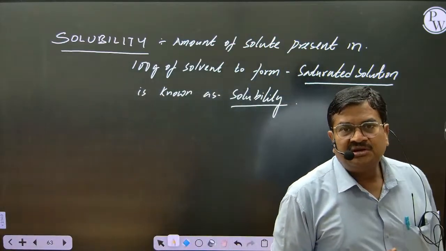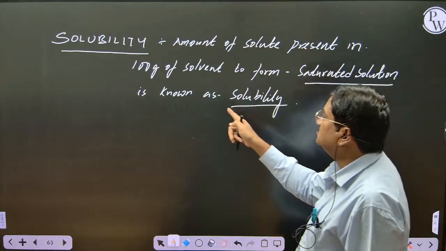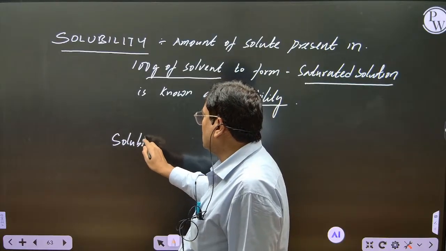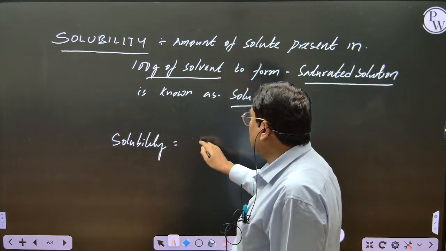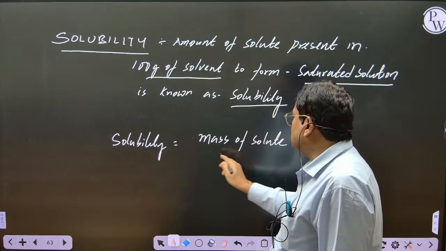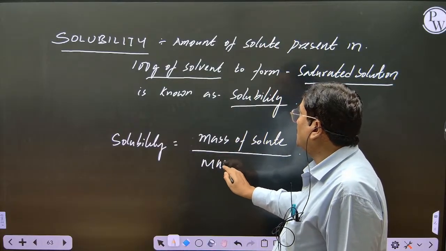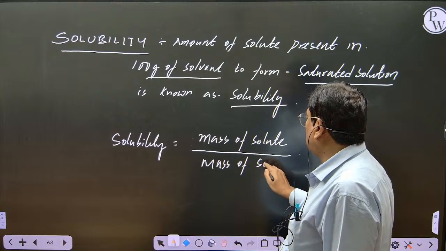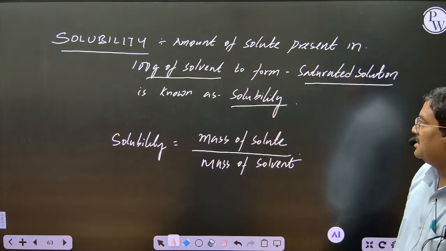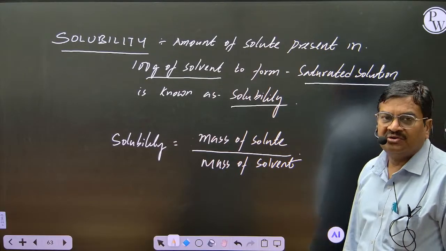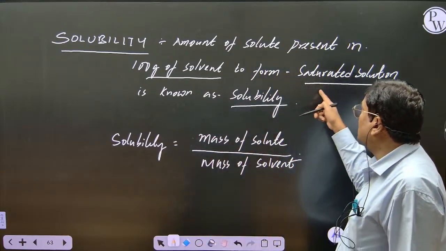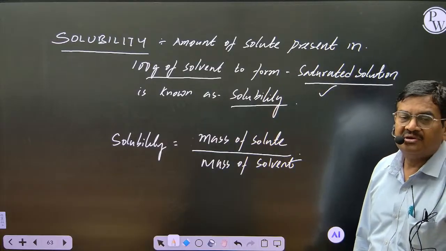So amount of solute present in 100 grams of solvent. So therefore solubility is given by mass of solute by mass of solvent. This is what solubility. So how much amount of solute is present in 100 grams of solvent to form a saturated solution is called solubility. Clear? Copied, all of you?